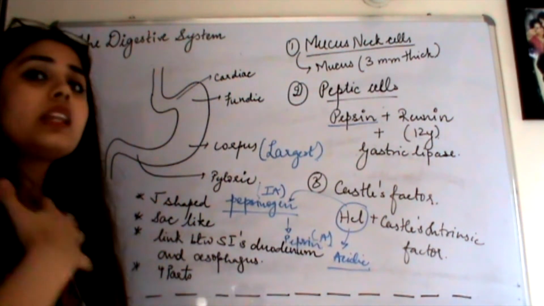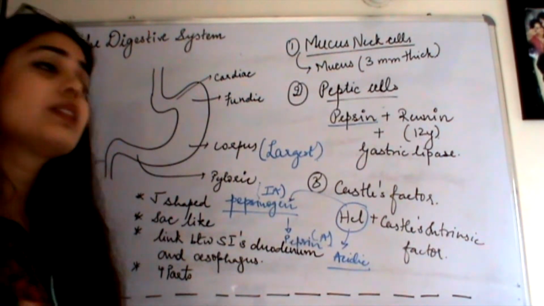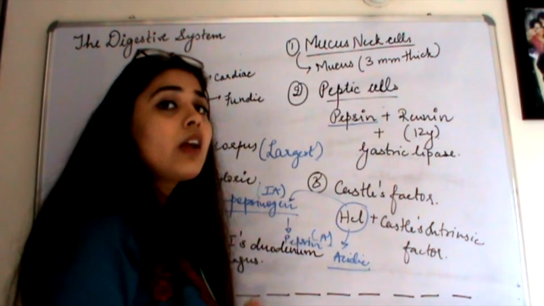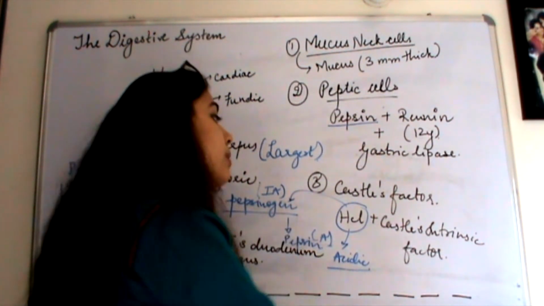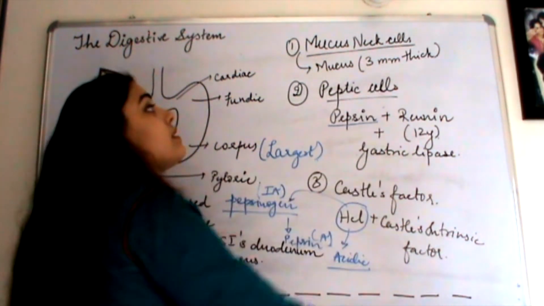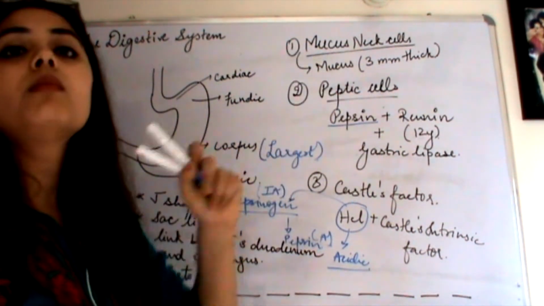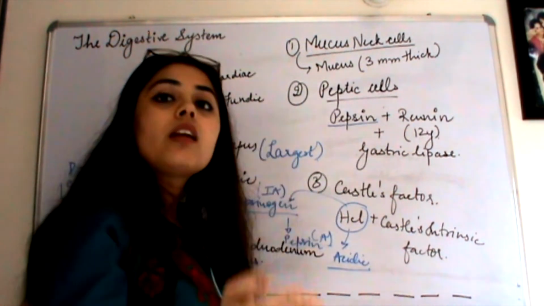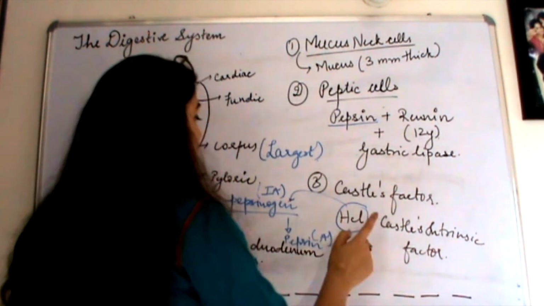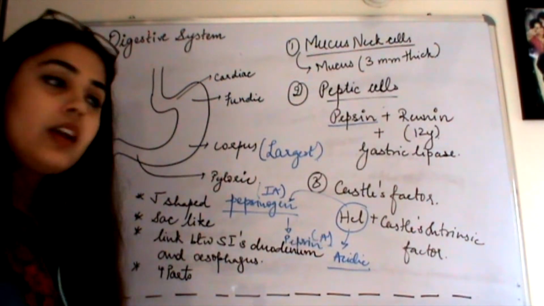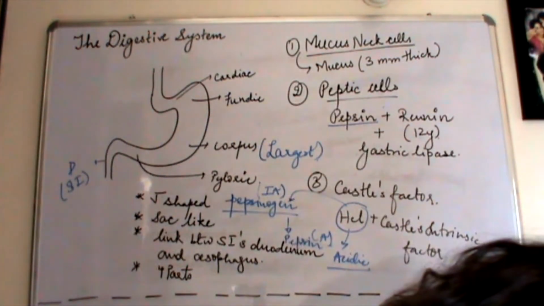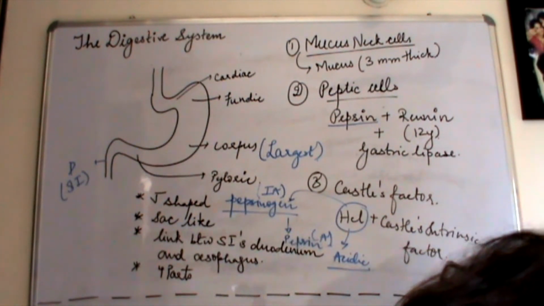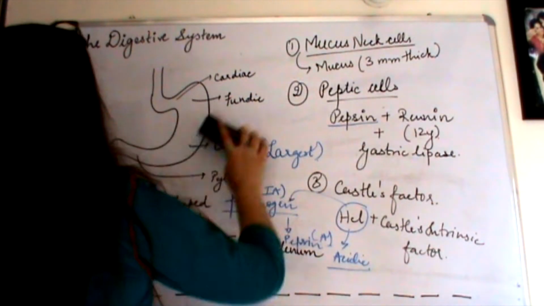And now when there is excess of HCl in our stomach, it creates the acidic environment. Now what is that acidic environment doing? Acidity creates. So what happens is, the mucous neck cells, which are present in a 3 mm thickness layer, help in protecting the inner lining of the stomach from the action of HCl, right? So the last two cells which are left are the G cells and the D cells.